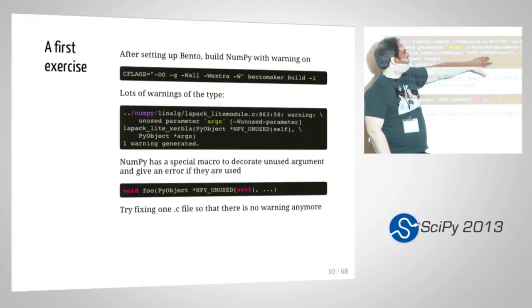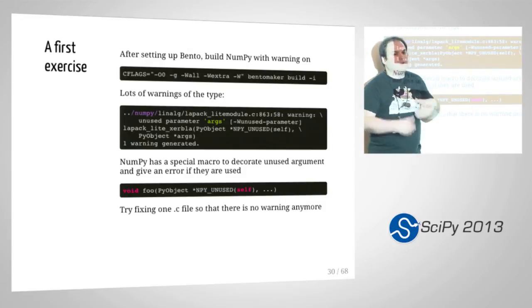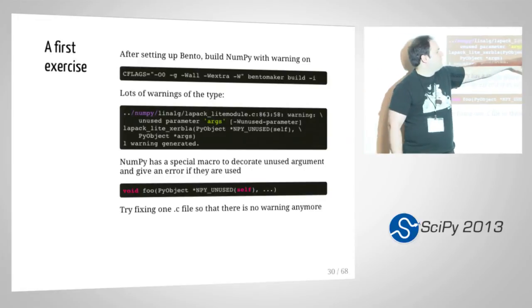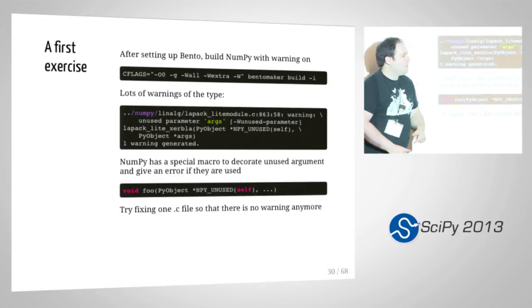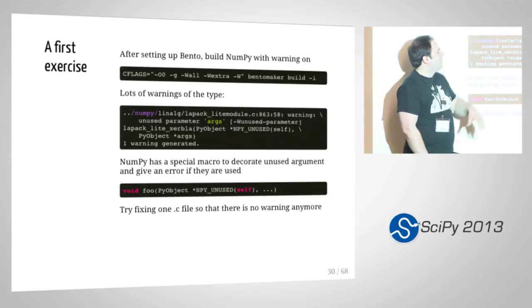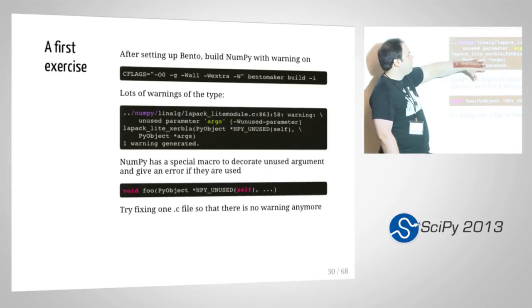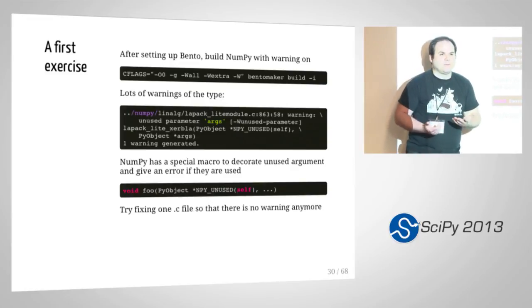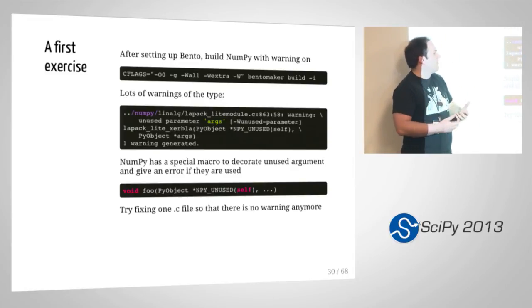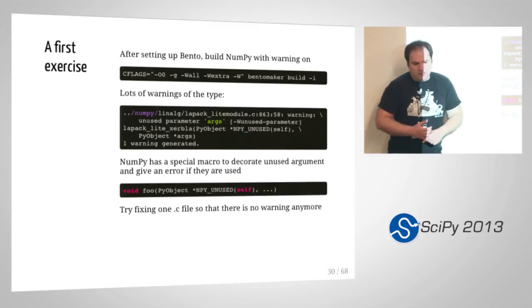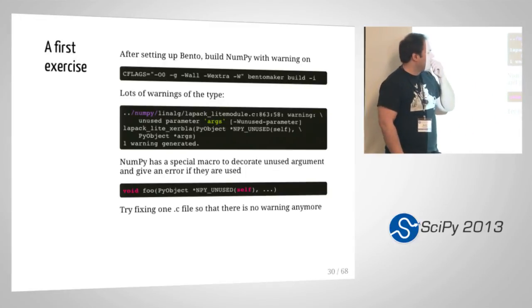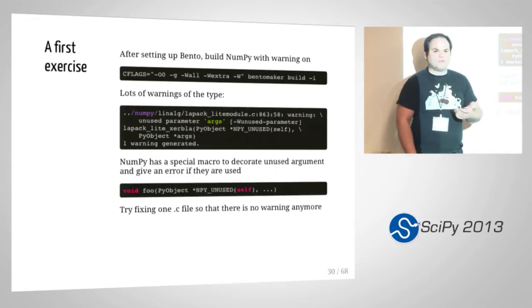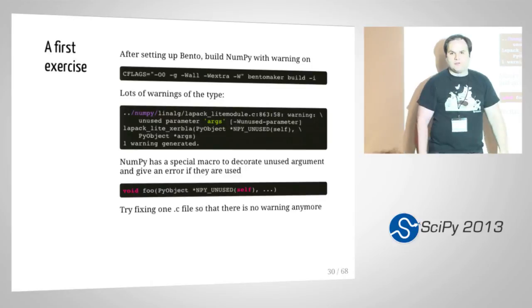If you decorate it with NPY_UNUSED, then the warning is disabled for this one case. And the reason to do that is because if you have too many such warnings, then you miss actual warnings that are warning you against something that may actually be meaningful. So the goal of getting rid of those warnings is just to get rid of the false alarms. And here really the goal is just to do a very simple modification of the C code and to try to get it running on the machine.